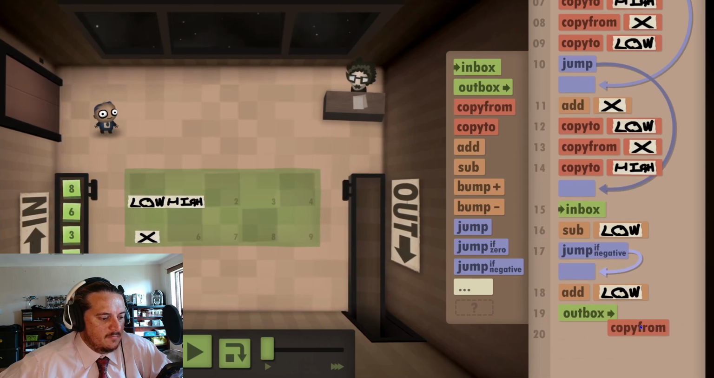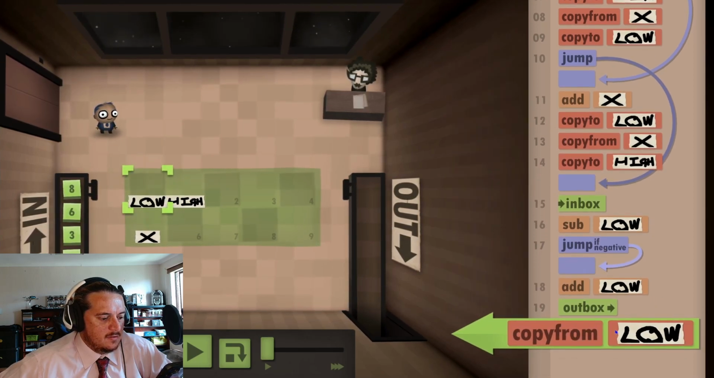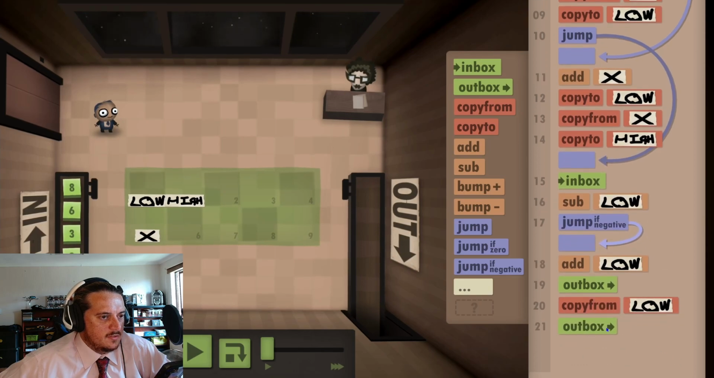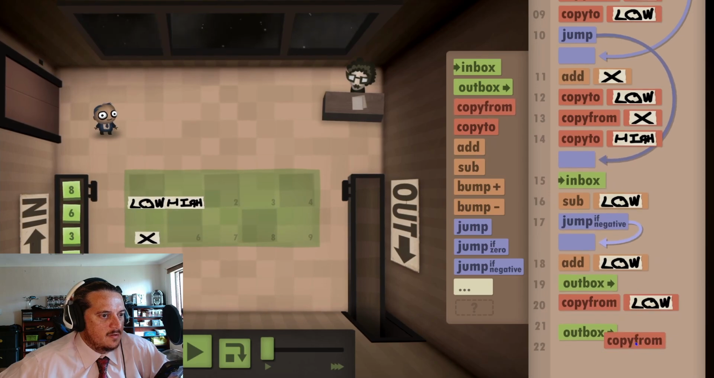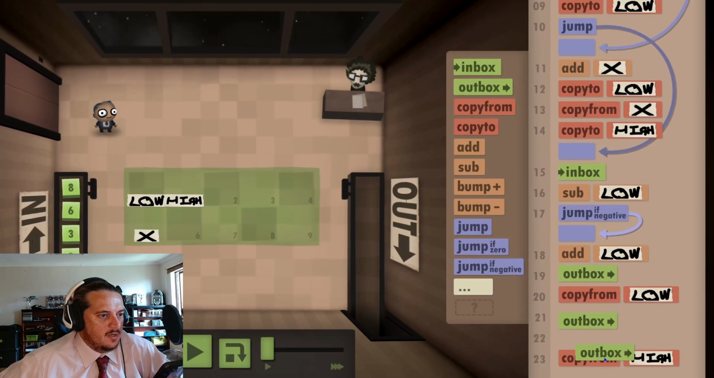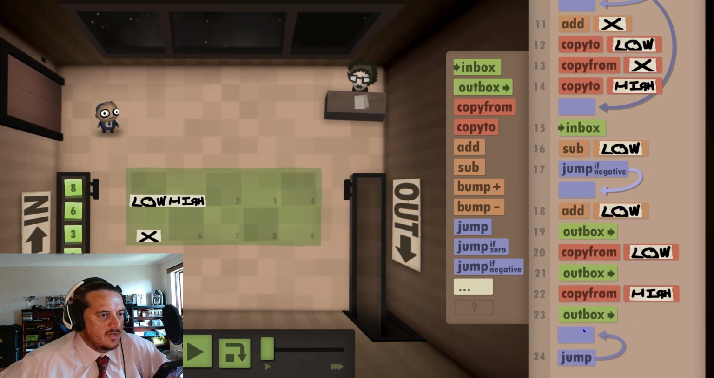And copy from low. And we're going to outbox that. We're going to copy from 1. And we're going to outbox that, and then we're going to jump right to the start.